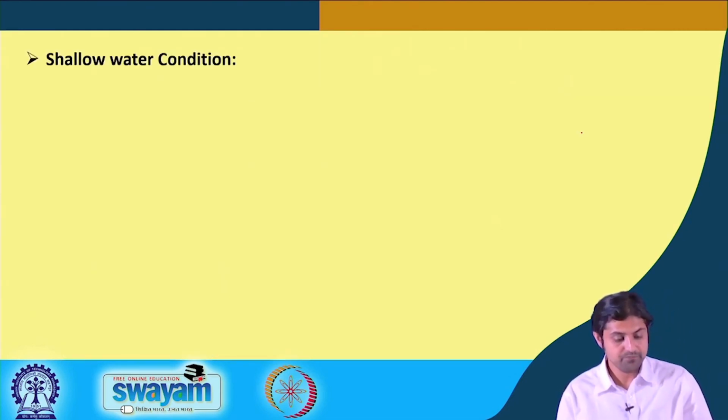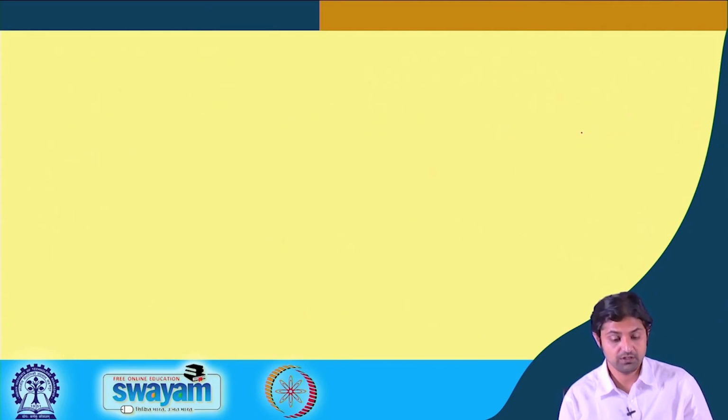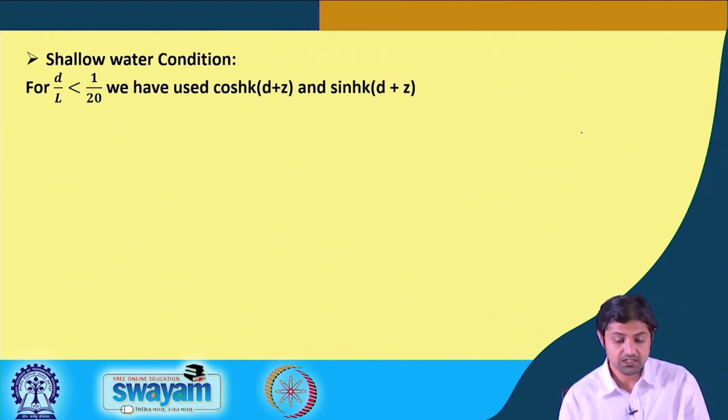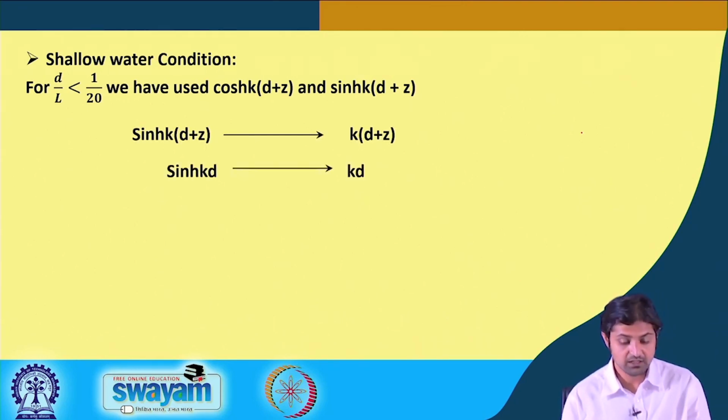Okay. Now, we analyze this displacement in shallow water. So, what happens in shallow water? For d by L less than 1 by 20, or 0.05, we have used cos hk(d+z) and sin hk(d+z). So, sin hk(d+z) goes to k(d+z) and sin hkd goes to kd, alright.